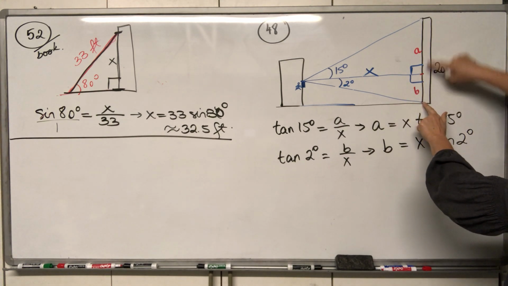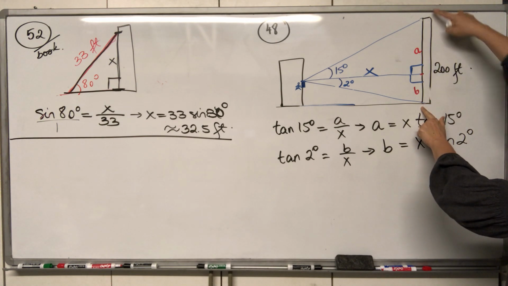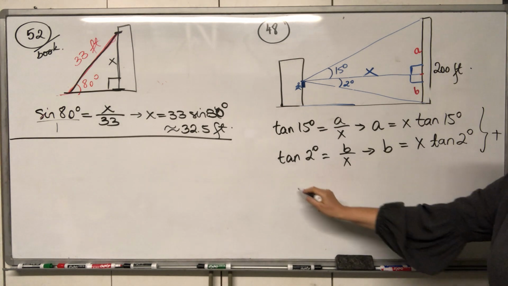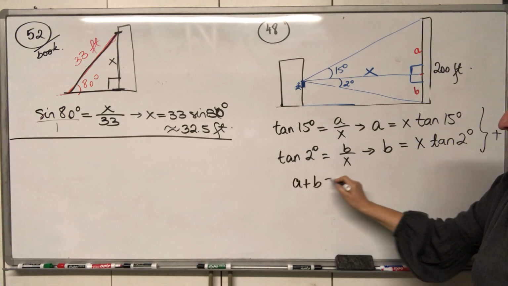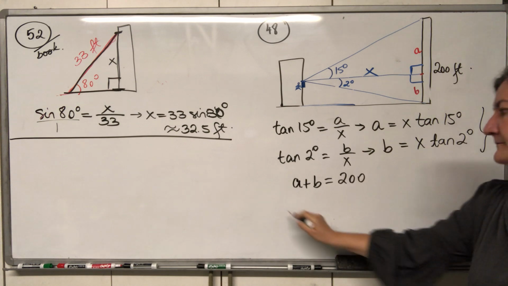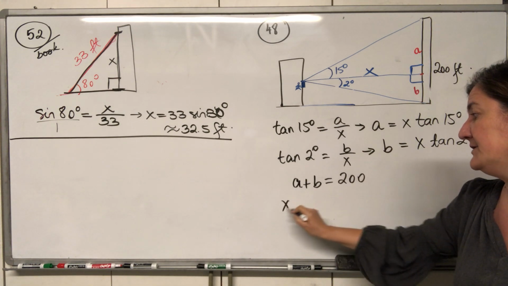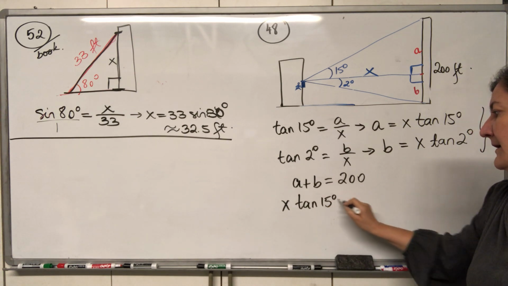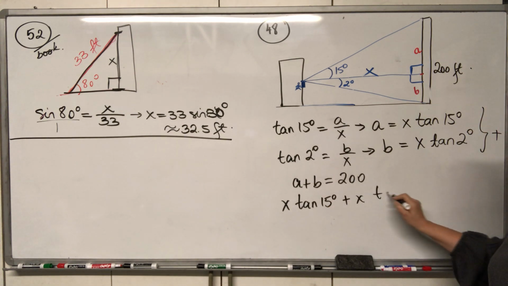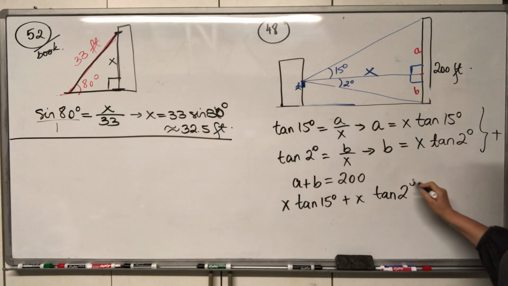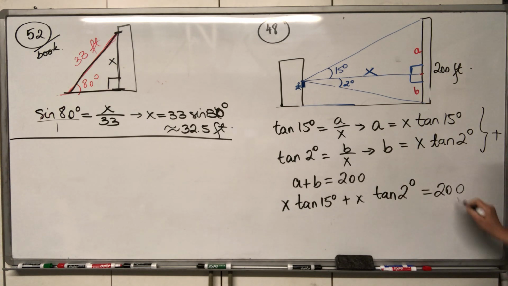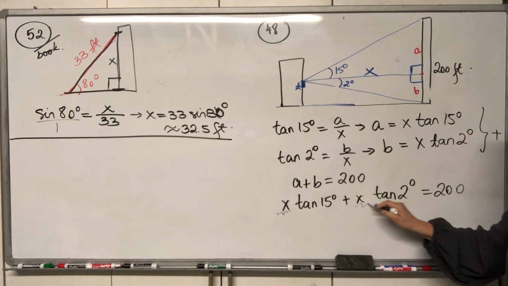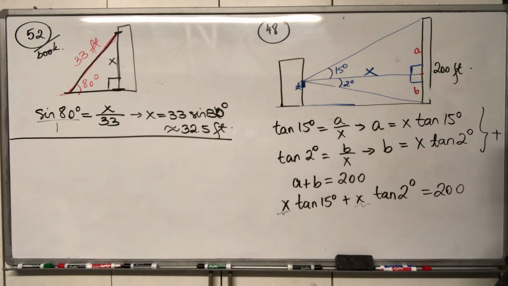Definitely, I know that A plus B makes up the 200-foot building, so if I add these two, and substitute A with x times tangent of 15 degrees plus x times tangent of 2 degrees, I'm going to get a full 200, yes? As you see, this equation here is only missing one variable, right? X is your variable, the only one.